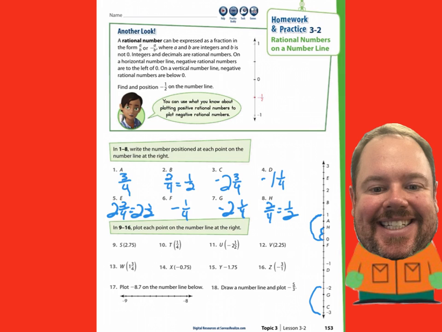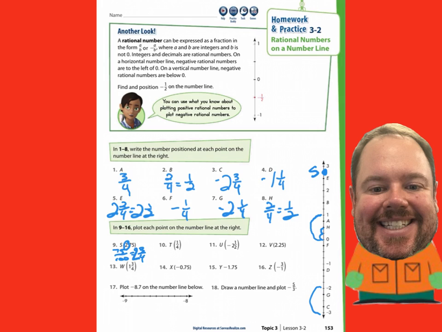Let's look down at 9 through 16. In 9 through 16, plot each point on the number line at the right. So number 9, we need to find 2 and 75/100ths. So if I figure out what 75/100ths is, as a fraction, that's 75/100. And if we reduce it, it is 3/4. And this is my whole number, so it's going to be 2 and 3/4. So S is going to be 2 and 3/4. So we'll put a point at 2 and 3/4 and label it S.